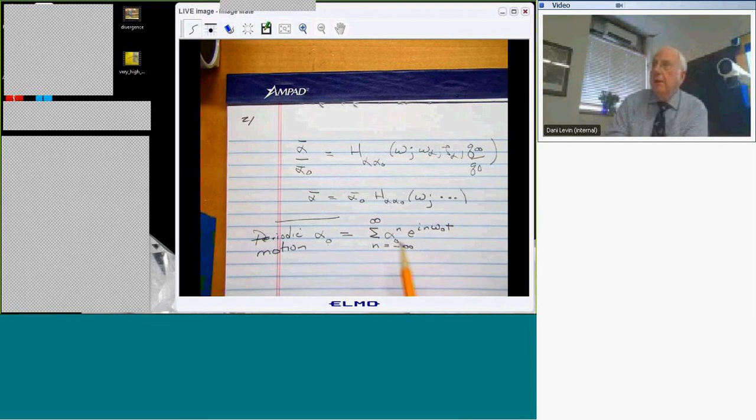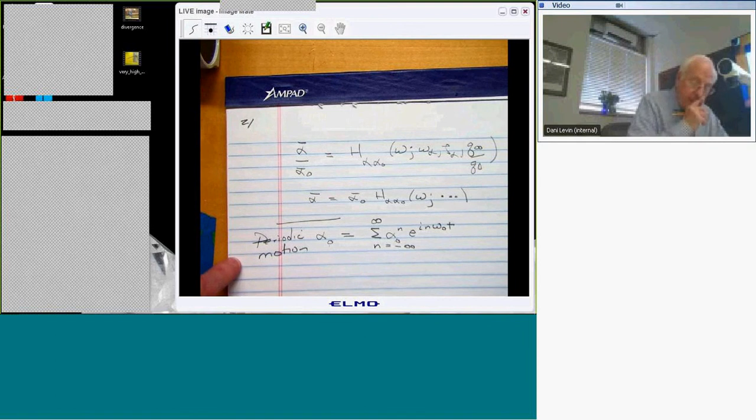I'm going to show you something else. First of all, I'll show you why it's useful. Then I'll show you how to compute that coefficient. Okay. The reason it's useful is if I want alpha now, alpha is just the transfer function. Well, let's see. Yeah.